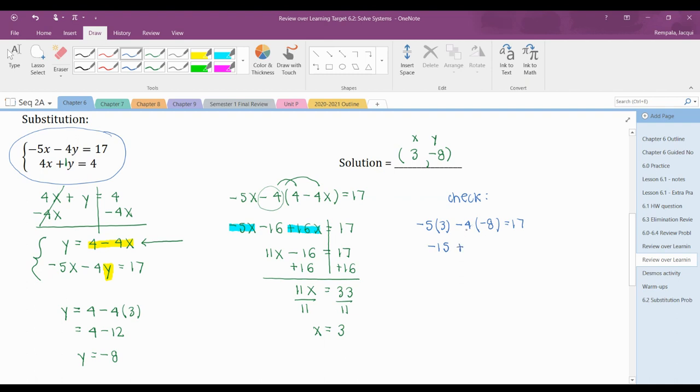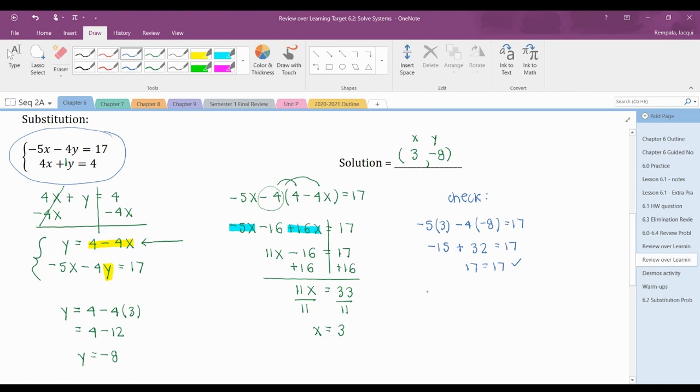Well, negative 5 times 3 is negative 15. Negative 4 times negative 8: a negative times a negative is a positive, and 4 times 8 is 32. I want to make sure it equals 17. Well, negative 15 plus 32, if you put it in your calculator, you will get 17. So far, so good. It checks out.